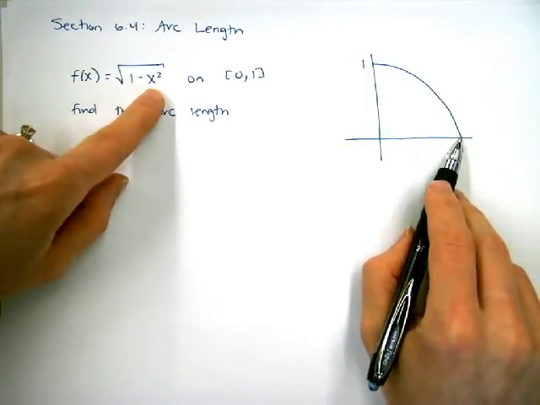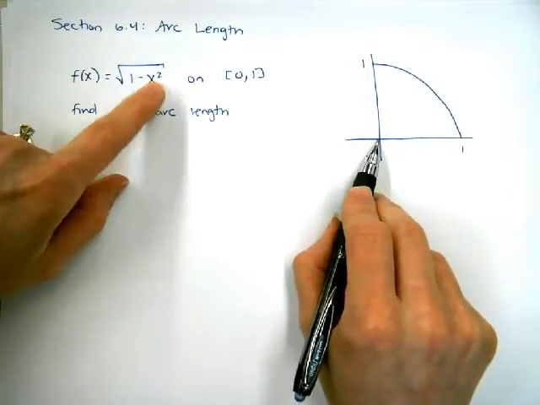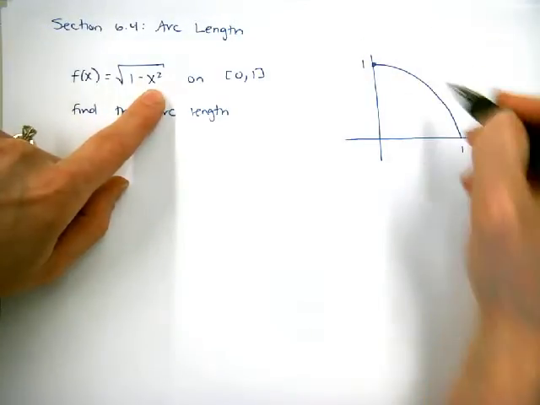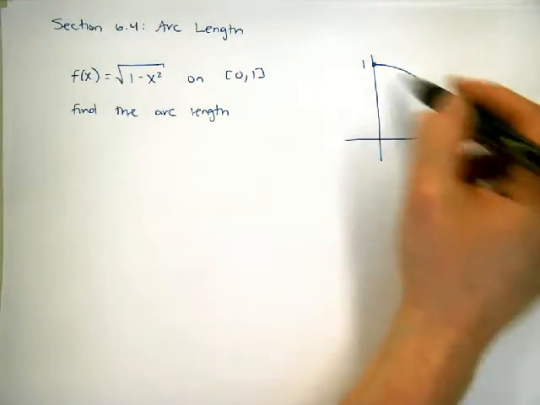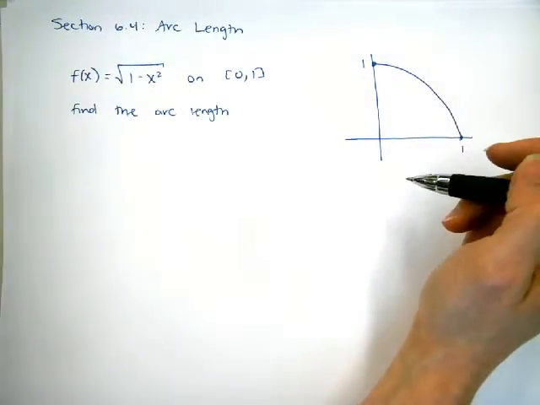And notice when I plug in 1 for x, I get 0. When I plug in 0 for x, I get 1. And then every other point in between gets satisfied with the Pythagorean theorem, x squared plus y squared equals 1 squared, creating this circle of radius 1.